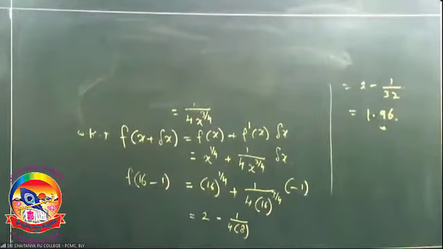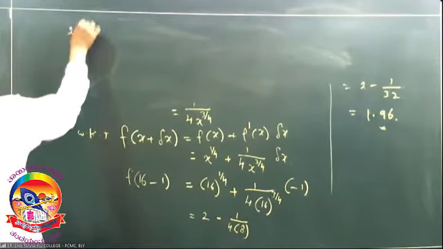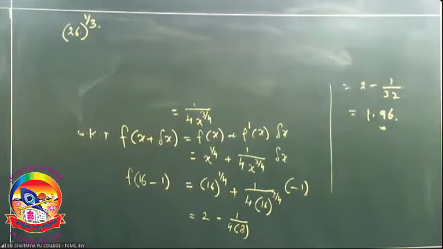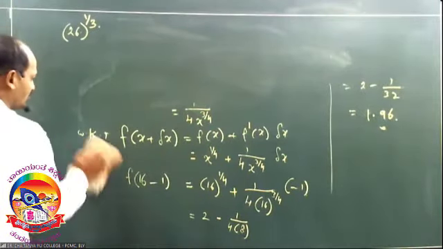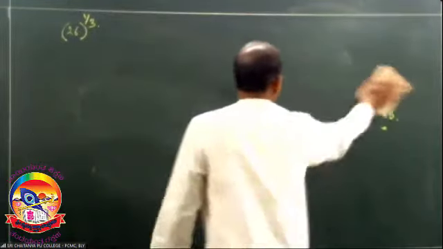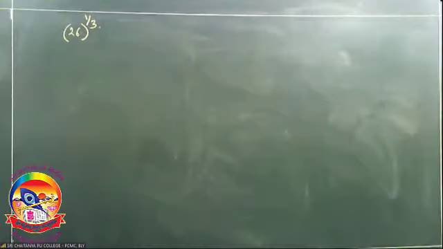Using differentials, find the approximate value up to 3 places of decimals. It is a cube root, 26 power 1 by 3.